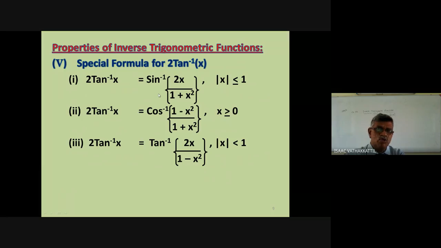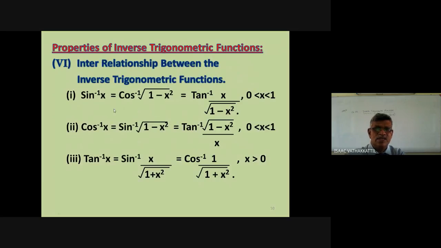Special formula for 2 tan inverse x. You have three formula you can apply whenever it is necessary. Interrelationship between the inverse trigonometric functions. In case you forget this formula, you know how to circumvent by taking right angular triangles. Okay? We go for today's first question.